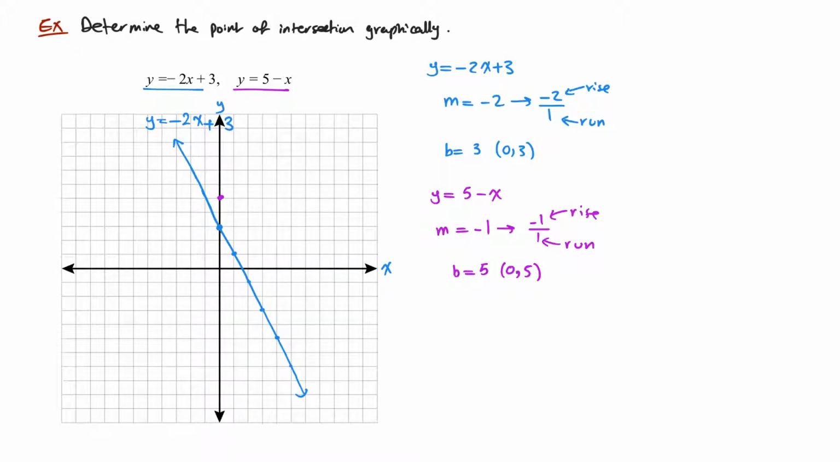So I will start at 0, 5. And from this point, my rise is negative 1 and my run is positive 1, meaning that I will have points that go like this, and then I will connect all of my points, and I should get a line that goes kind of like this. And again, with a ruler, this is a lot easier. And you can see that these two actually intersect right at this point. So I will label this as my point of intersection.